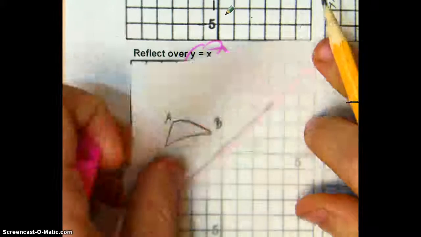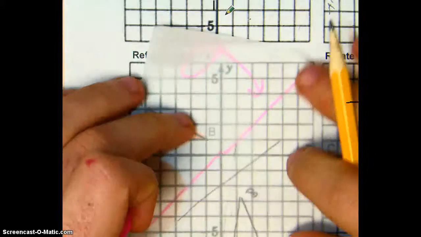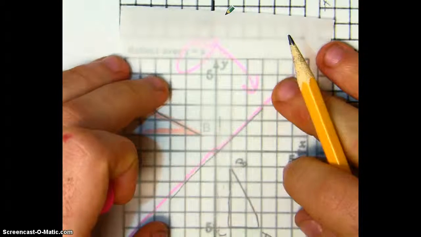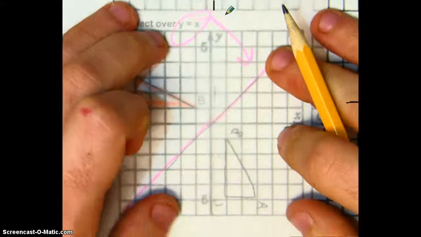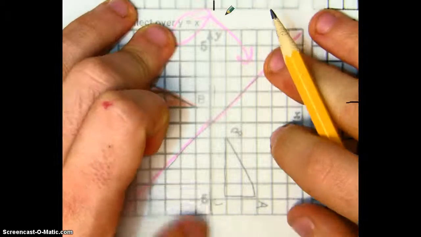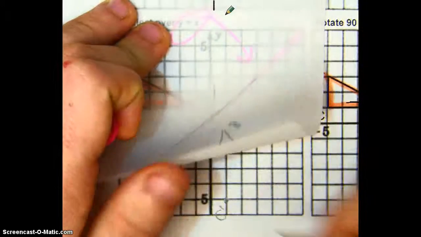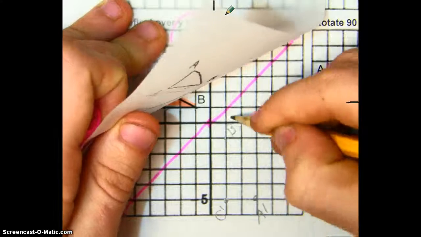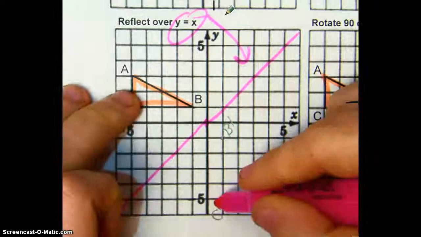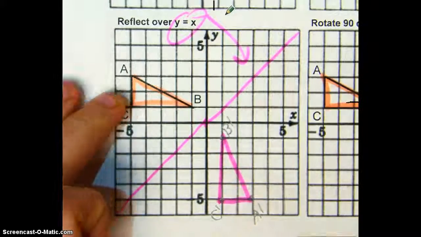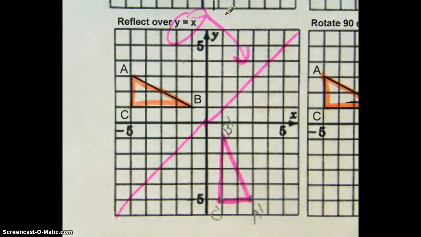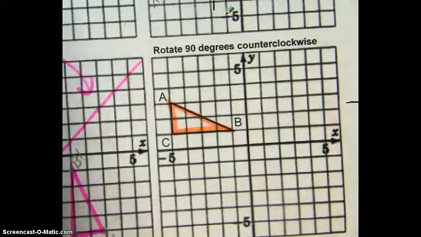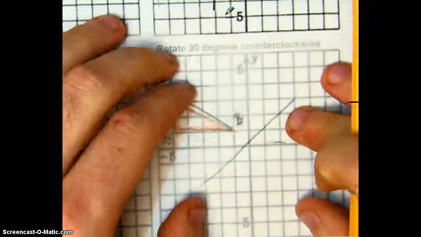And this time I will just trace the y equals x line gently on my transfer paper. And then, same as before, flip that over and line it up. And there it is. So my image is right there. So just copy that over. C prime, A prime, and B prime. Connect it again with the pink marker. And there is our image. Very nice.